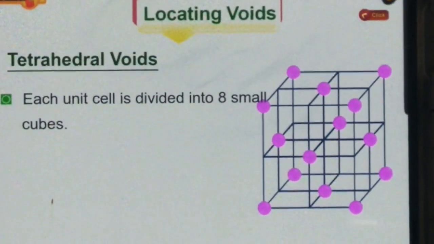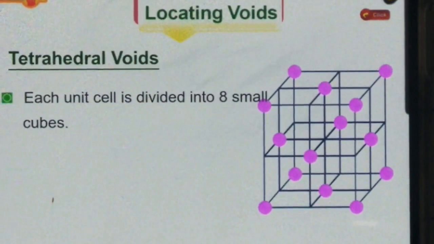Each unit cell is divided into 8 small cubes.